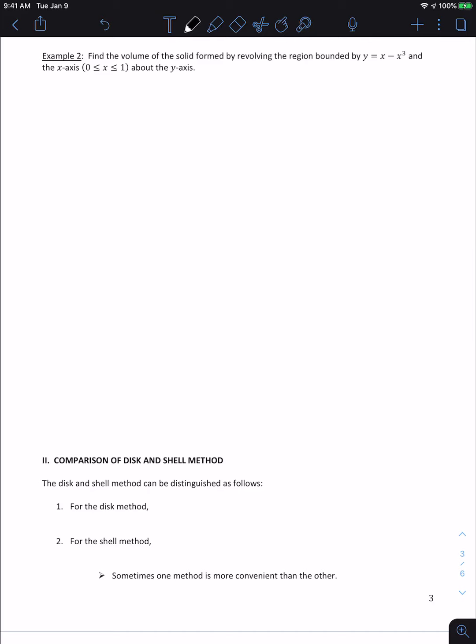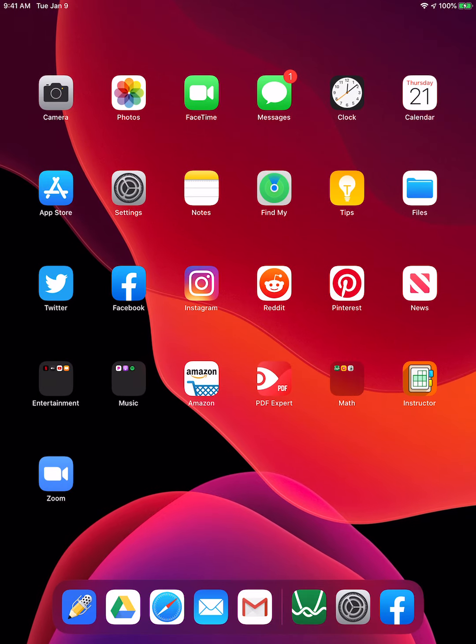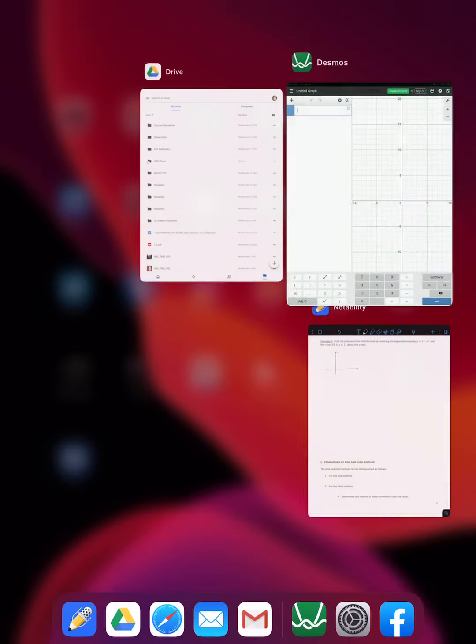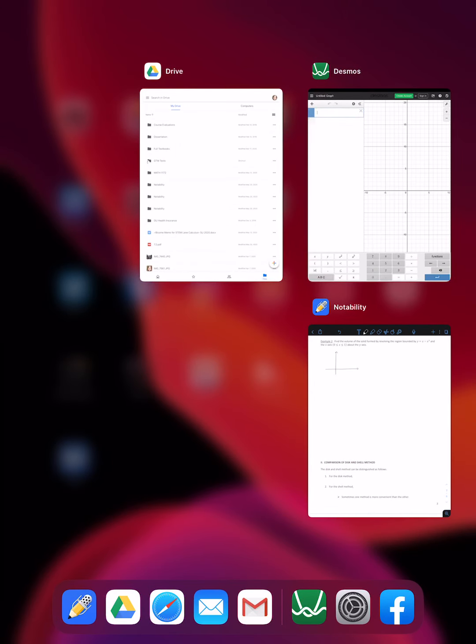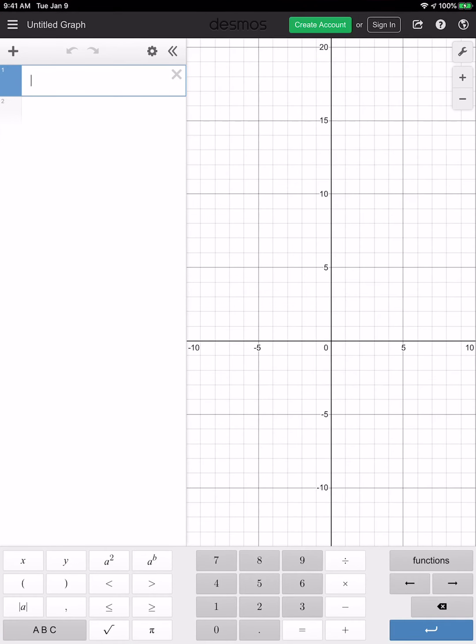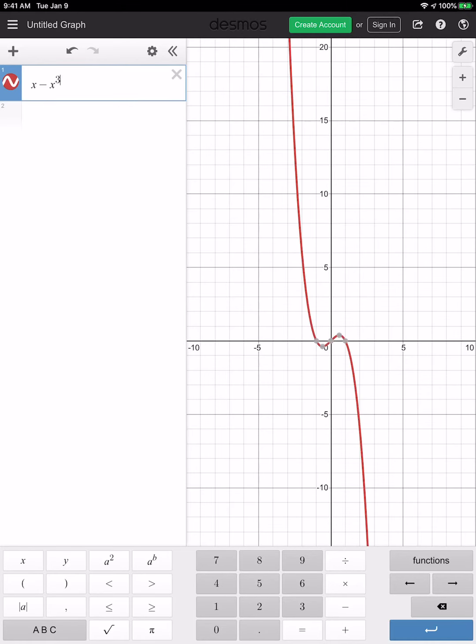So let's find the volume of a solid formed by revolving the region bounded by y equals x minus x cubed and the x-axis about the y-axis, right? Okay, so here's my function. Now, if I were to go to Desmos and I do x minus, what's my function here? X minus x cubed, all right? X minus x cubed, right?